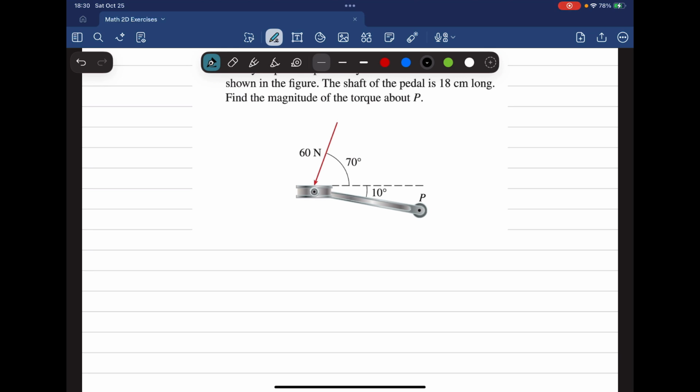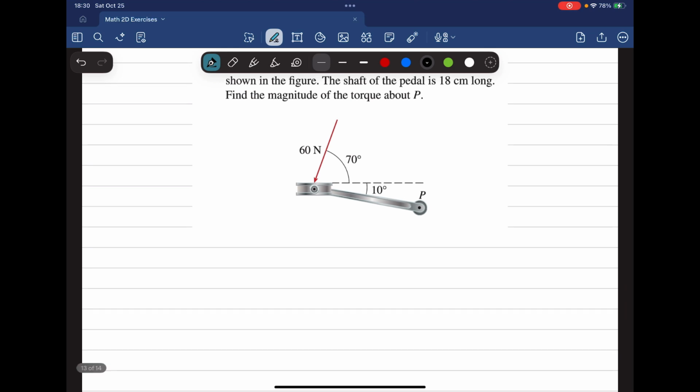Well, first, let's remember what the torque about a point is. Let's label this torque by tau. Then by definition, tau is the cross product of the position vector with whatever force we are applying at that position vector. So here, if we draw an arrow all the way to this point here, this can be our vector r.